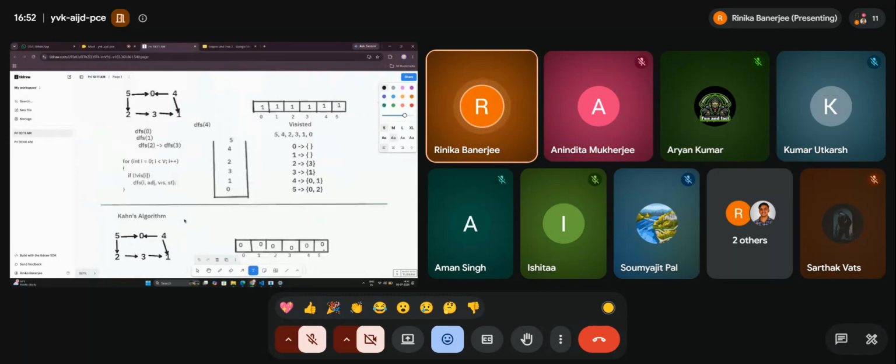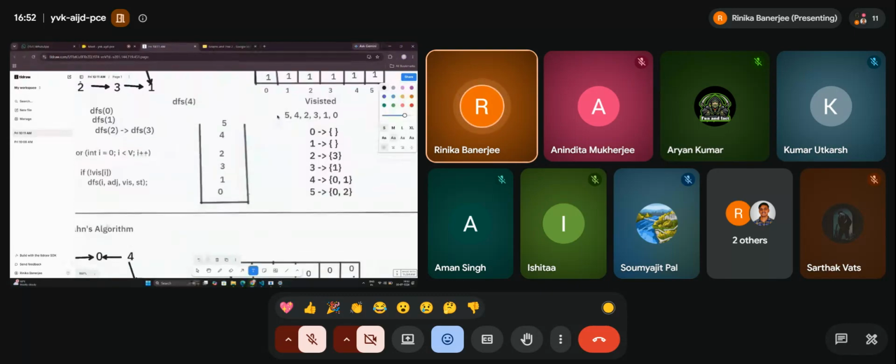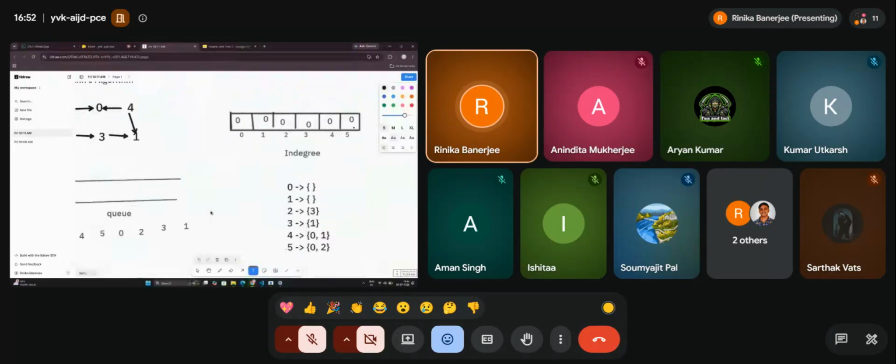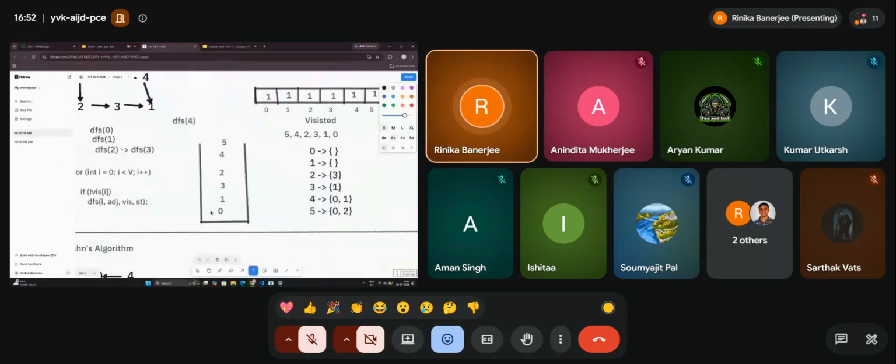So you can see that the topo sort that we got from DFS and the topo sort that we got from Kahn's algorithm are different, but both are valid. It can happen that topo sorts for two different persons come out different, but both can be valid.